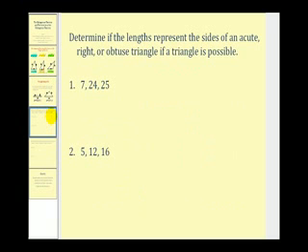We want to determine if the lengths represent the sides of an acute, right, or obtuse triangle, if a triangle is possible. Let's start off by labeling the longest side c. The two shorter sides would be a and b. Notice that 7 plus 24 is greater than 25, so we can form a triangle. So now we'll determine the relationship between c squared and a squared plus b squared. This will tell us whether it's an acute, right, or obtuse triangle. So we'll leave a little blank there, and then we can fill in whether it's less than, equal to, or greater than when we finish.